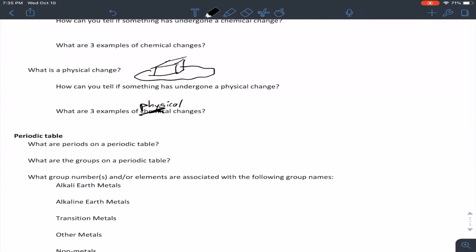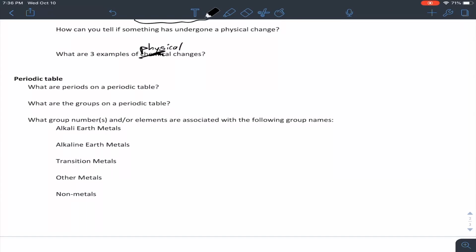And so some examples of that: melting the ice cube is one, tearing a piece of paper in half. It's still paper, but now it's smaller. That's a physical change. Or even hammering metal, denting that metal, that's just a physical change because we're changing the outward appearance, but not the actual chemical structure of it.